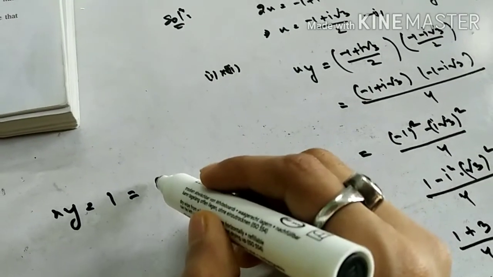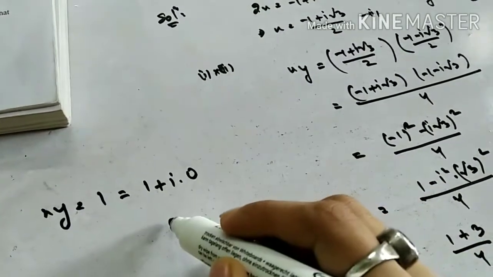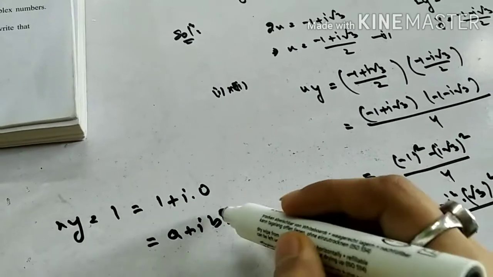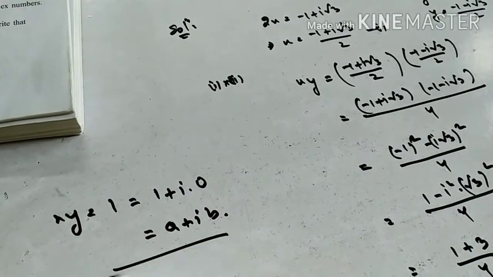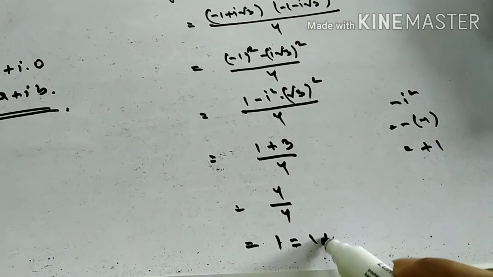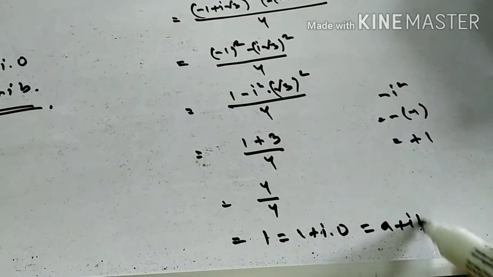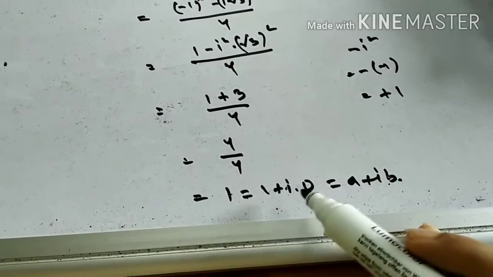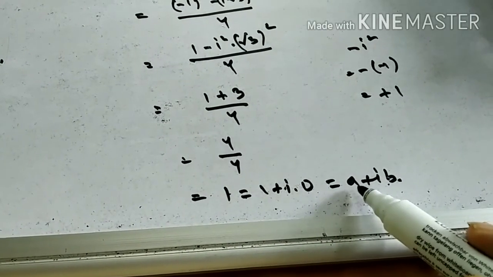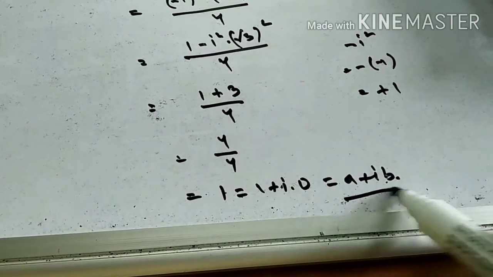So which I can write as 1 plus i dot 0. So which I can write as a plus ib, because in here a is 1 and b is 0. So this is shown. Understand? This one you can write as 1 plus i dot 0, which is equal to a plus ib, because it is given that a is equal to 1, b is equal to 0. So 1, I can write in a plus ib form, which is 1 plus i dot 0. Now 1 is a, and b is 0, so a plus ib. This is xy is equal to a plus ib, I showed.